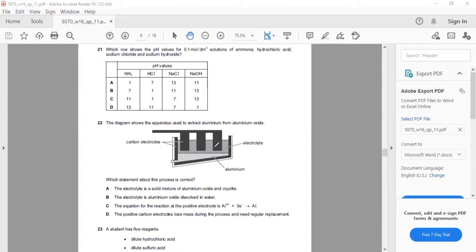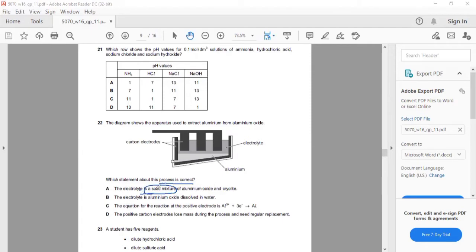It's about extraction of aluminum. Quite easy. Okay, so which statement is correct? Because I'm in a little hurry. So the answer: the electrolyte is aluminum oxide and cryolite. Solid mixture is wrong.